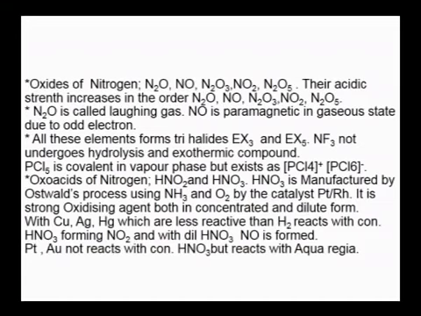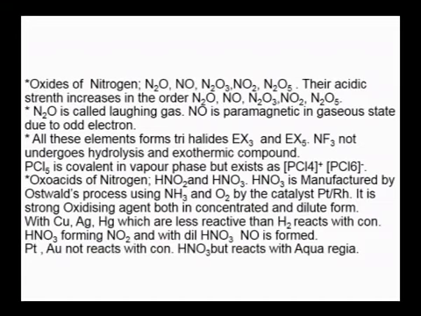So, let us see the next point, oxoacids of nitrogen. Nitrogen forms 2 oxoacids. The first one is HNO2, known as nitrous acid. The second one is HNO3, known as nitric acid. Nitric acid is manufactured by Ostwald's process using ammonia and dioxygen with the catalyst platinum rhodium gauze. It acts as a strong oxidizing agent both in concentrated and dilute form.